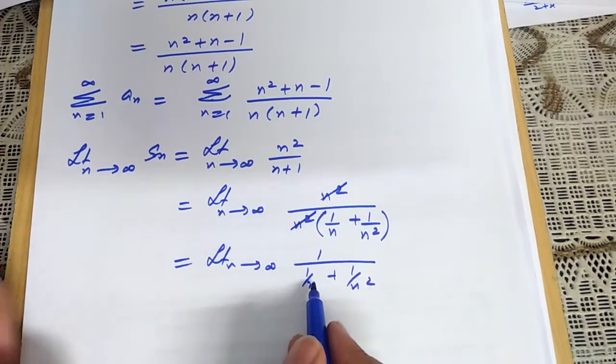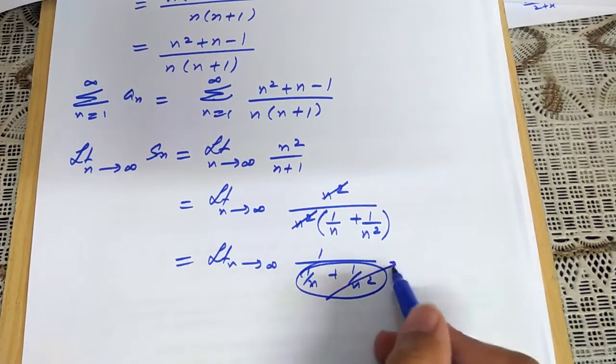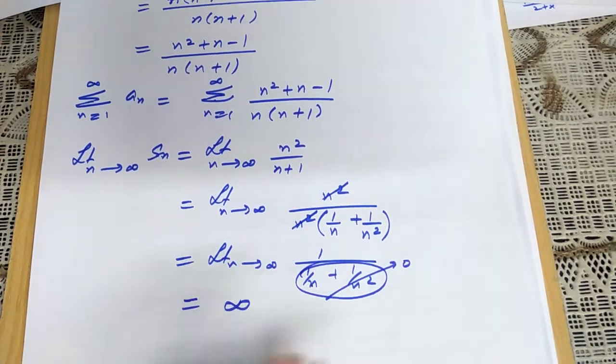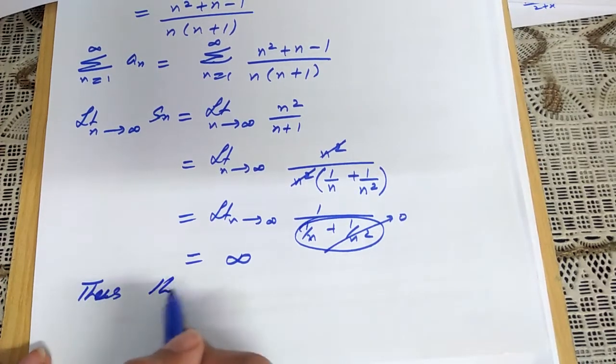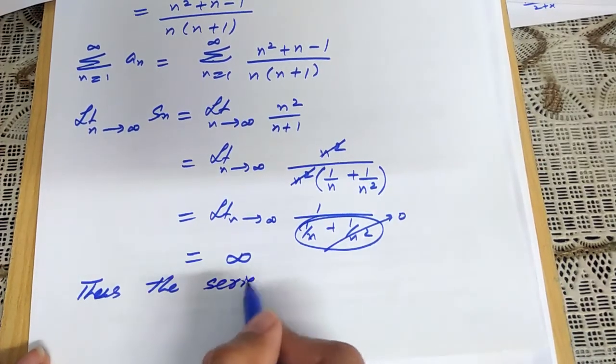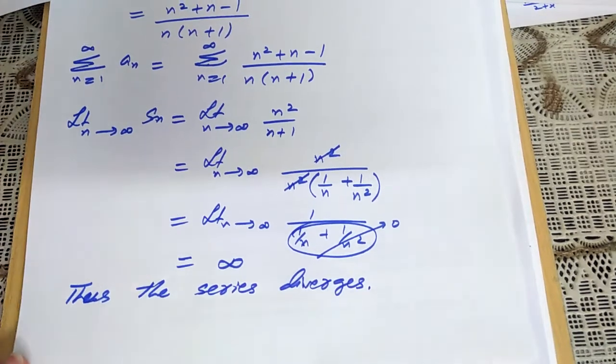After applying the limit, you will get 1 over infinity is 0. So the whole denominator will go to 0 here. So you will get an undefined answer. Thus the series diverges. Due to this undefined answer, your series is divergent.